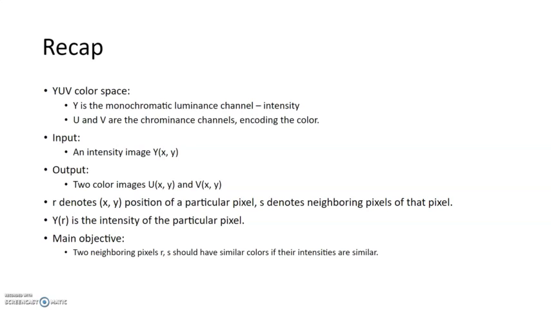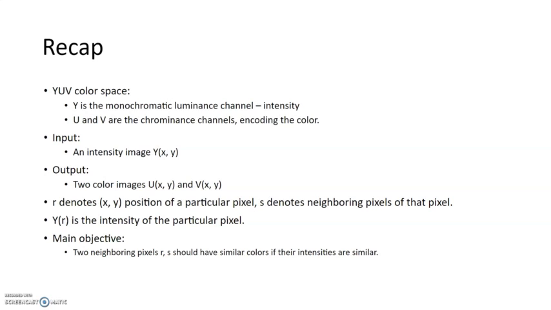Now R and S, these two notations have been used to denote pixel positions, where R denotes the position of a particular pixel and S denotes the neighboring pixel of that particular pixel. To get a view of what R and S mean, let us imagine a 3 by 3 pixel grid. The center pixel is R, and the surrounding 8 pixels are S. So if we say Y(R), that means we are talking about the intensity, grayscale value, or luminance value of the R pixel.